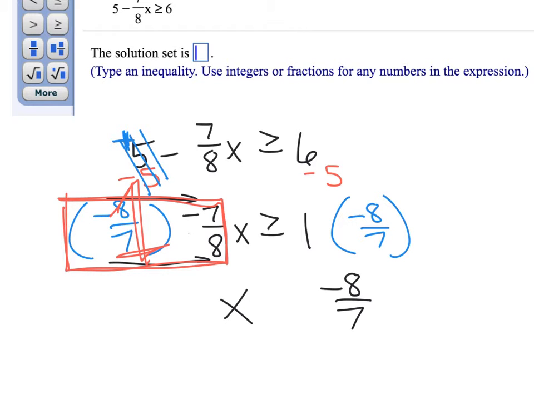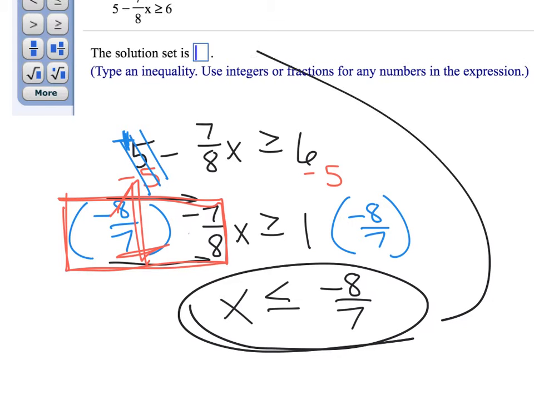Now because I multiplied by a negative, this inequality has to switch. It reverses. So it goes from greater than or equal to, to less than or equal to, and that is the answer that we're going to put in our box right up there.